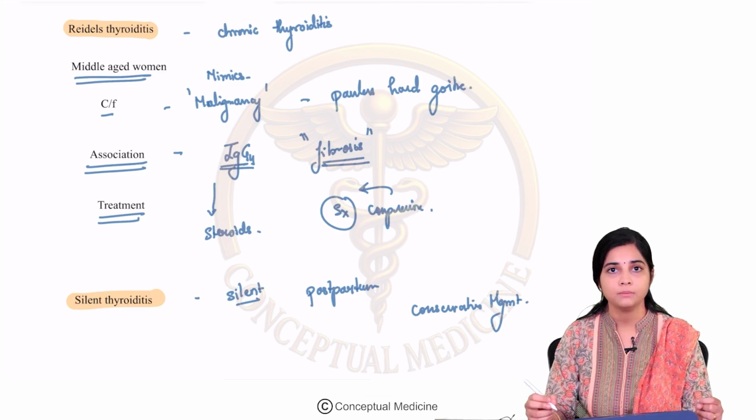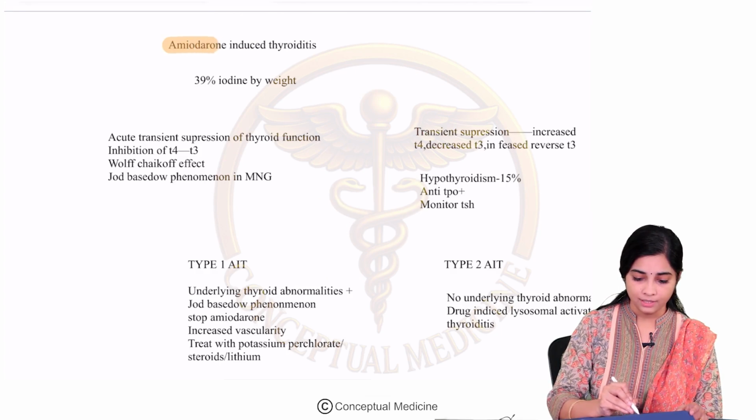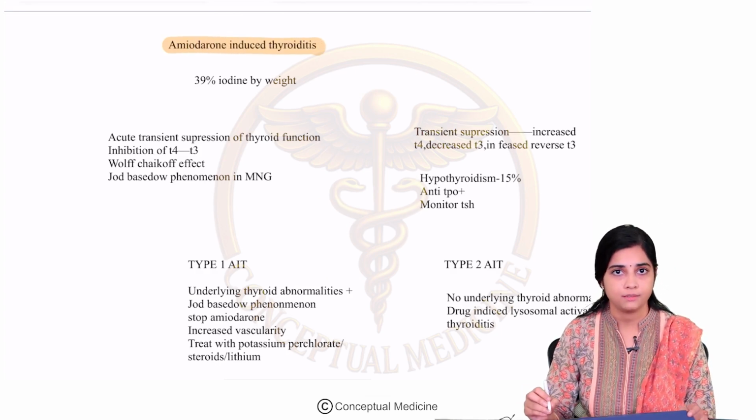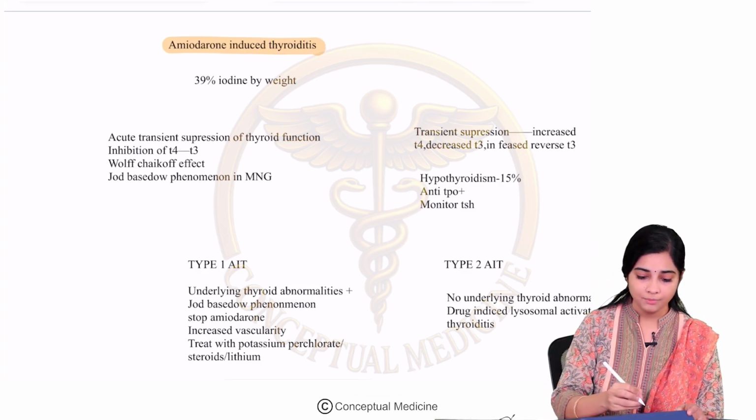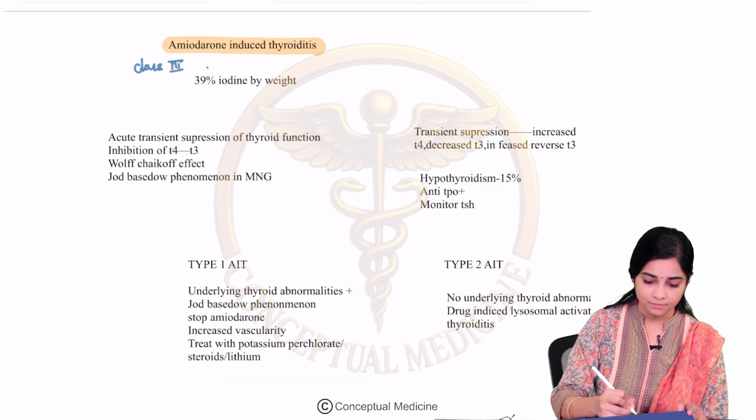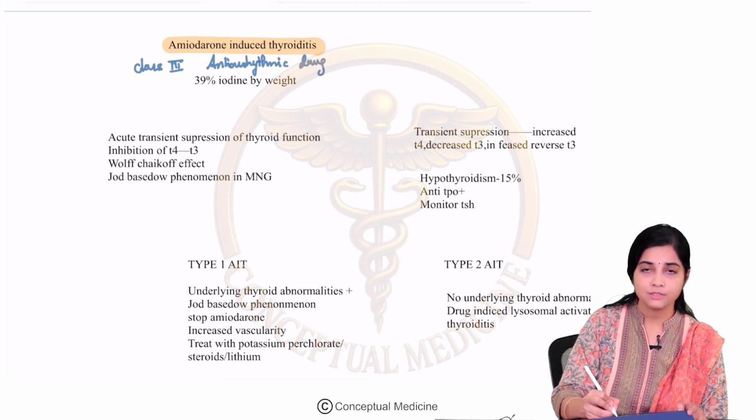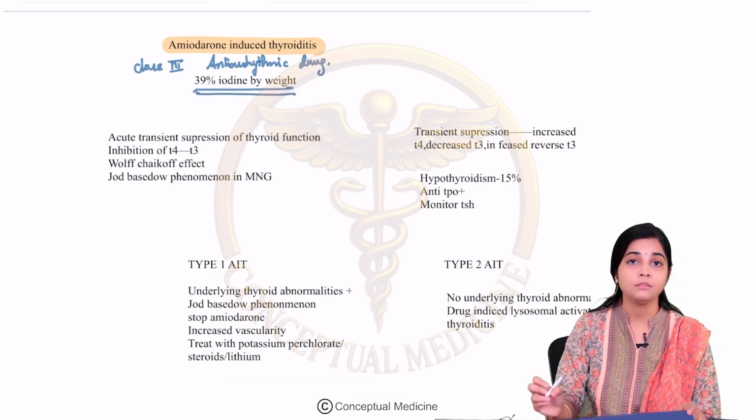Okay, fine. Now we move on to another type of thyroiditis, which is called amiodarone-induced thyroiditis. So in this amiodarone-induced thyroiditis, what happens? Amiodarone is basically a class 3 antiarrhythmic drug. What is the uniqueness of this drug amiodarone? It is 39% iodine by weight.